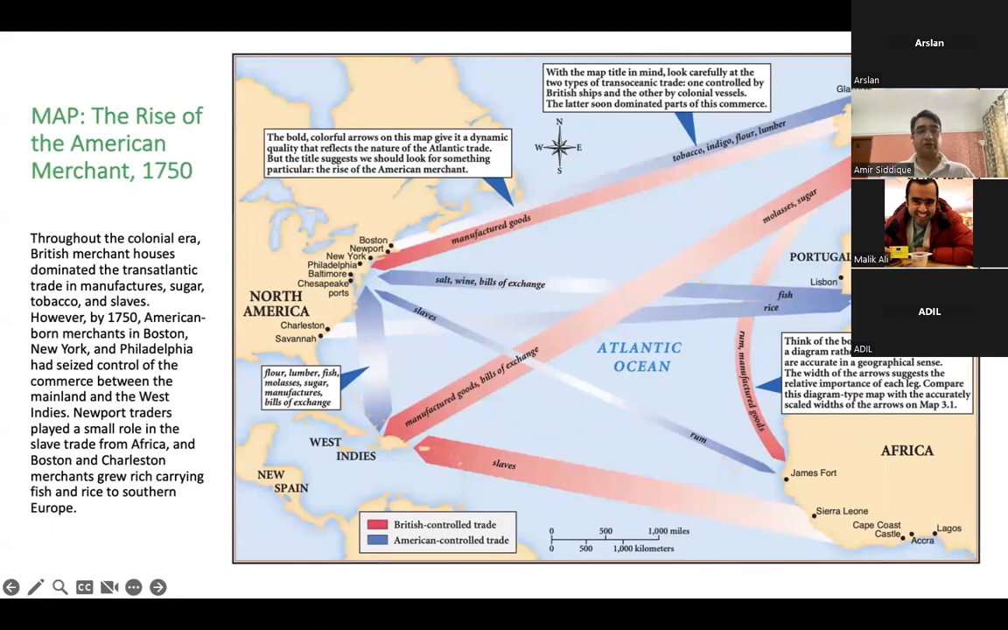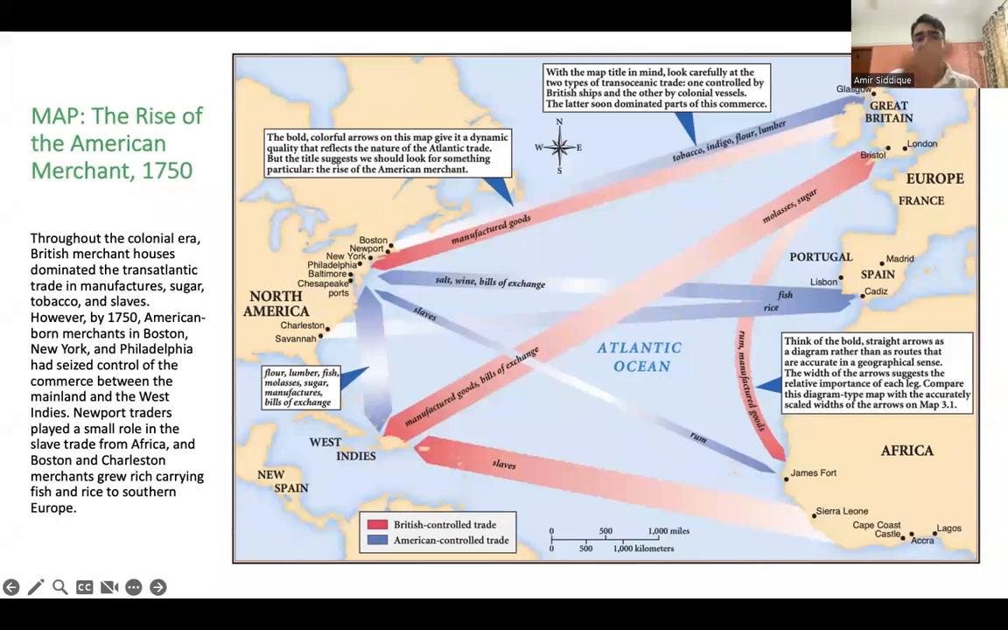So the number one thing is the Middle Passage. And now what is the Middle Passage? This picture demonstrates how slaves were brought into North America from Africa. So the way the trade was happening, this is a map of the 1750s. Slavery was happening before that as well and after that as well, but this particular snapshot pertains to 1750, about 1.5 decades before the declaration of independence in 1776.